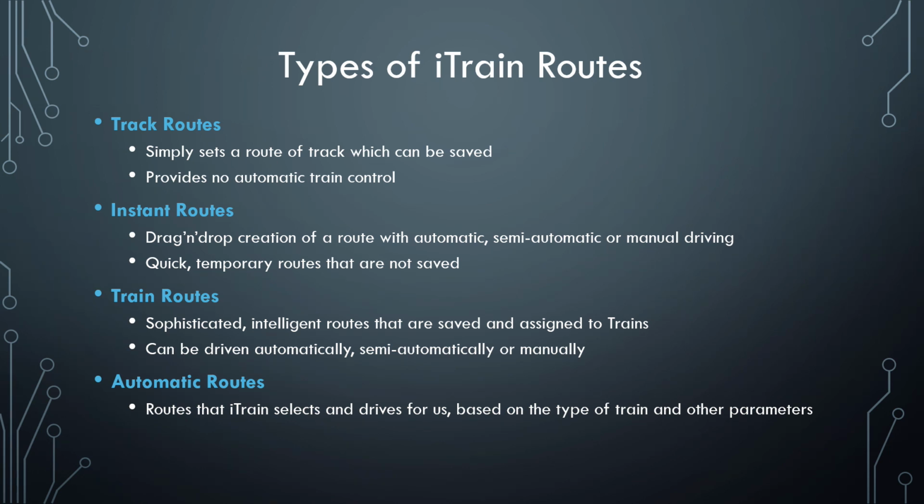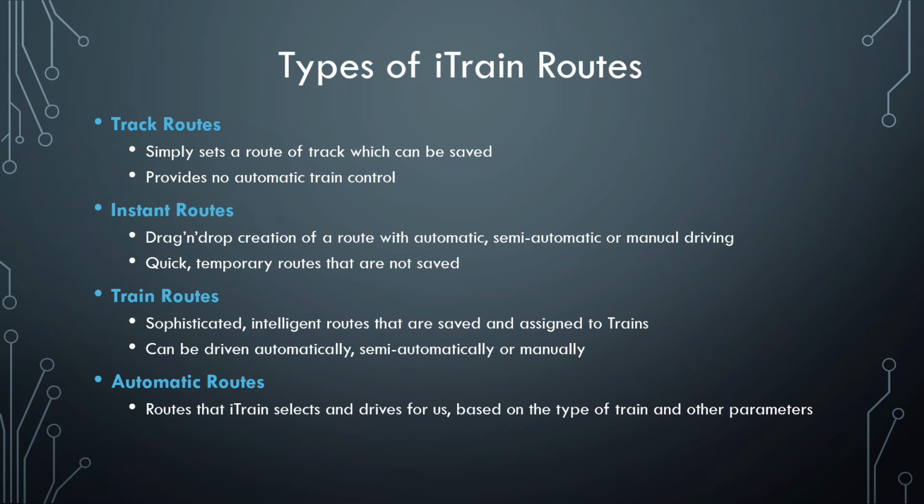We create train routes separately and then assign them to trains, so we could have different trains running different train routes or the same train route, and we can drive the train routes in automatic mode, semi-automatic mode or manual mode. So on a club layout, for example, you can use train routes to set the route and control the turnouts and signals, and then allow the operators to drive the trains manually or in any combination of automatic, semi-automatic or manual control.